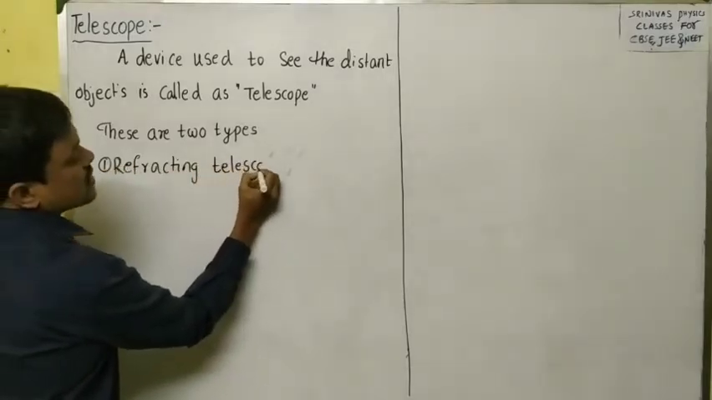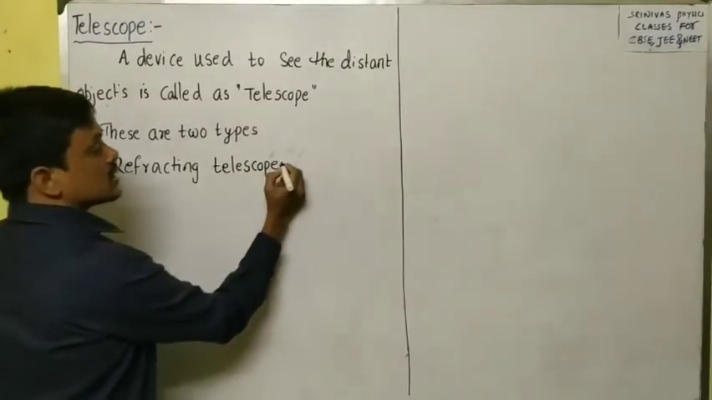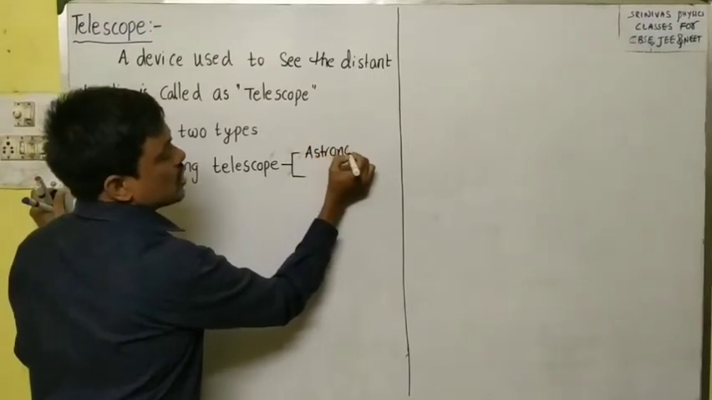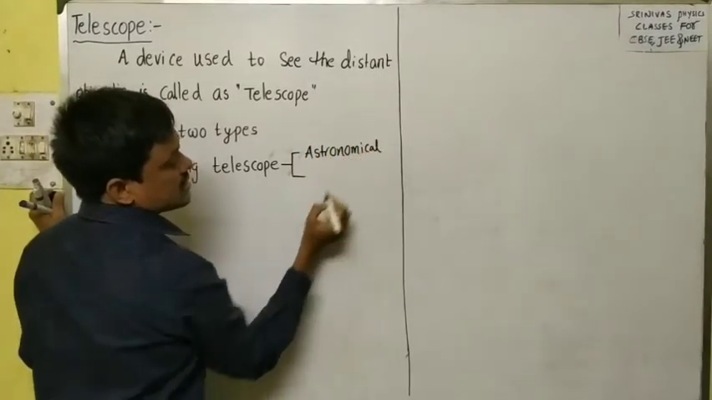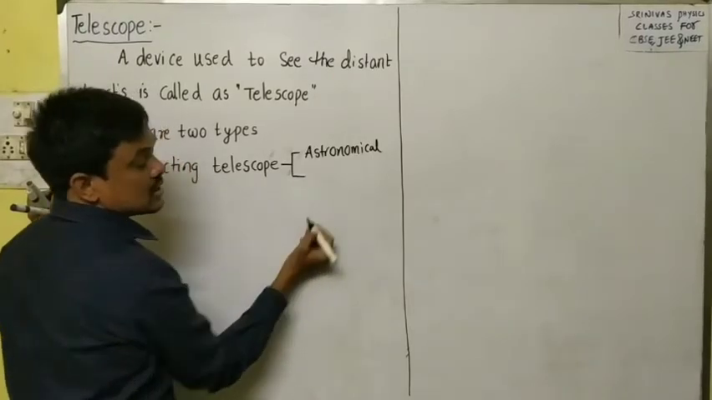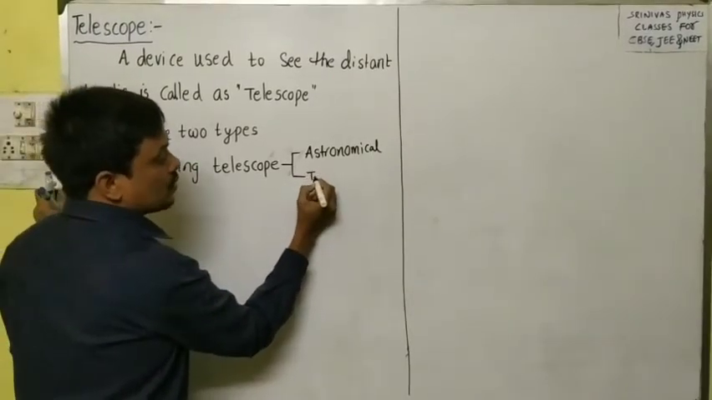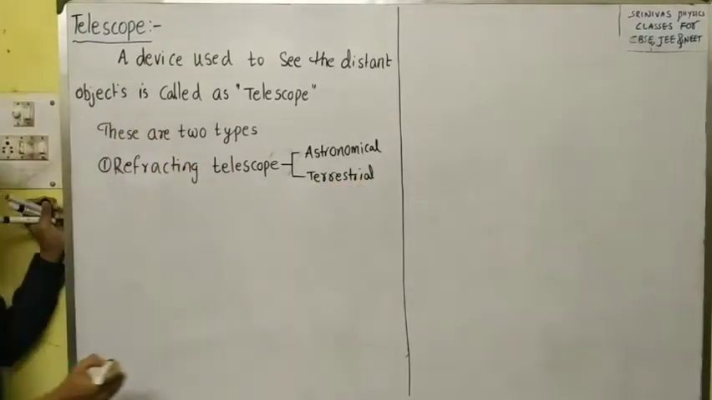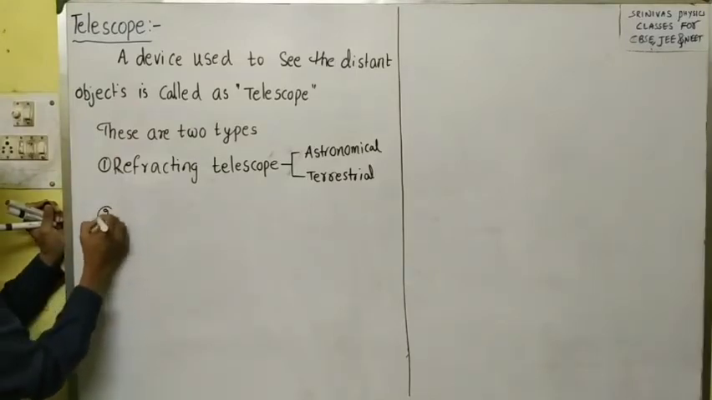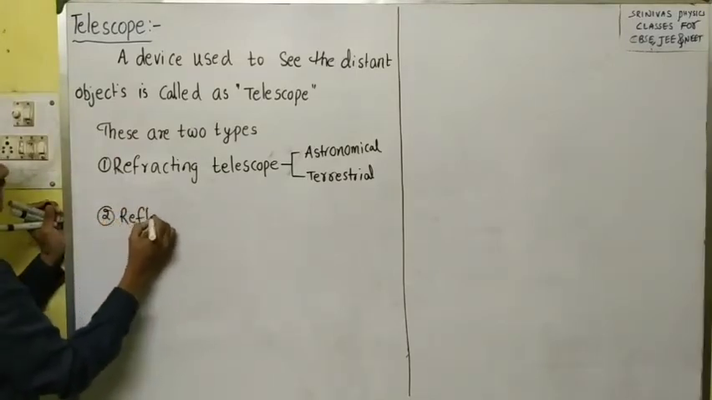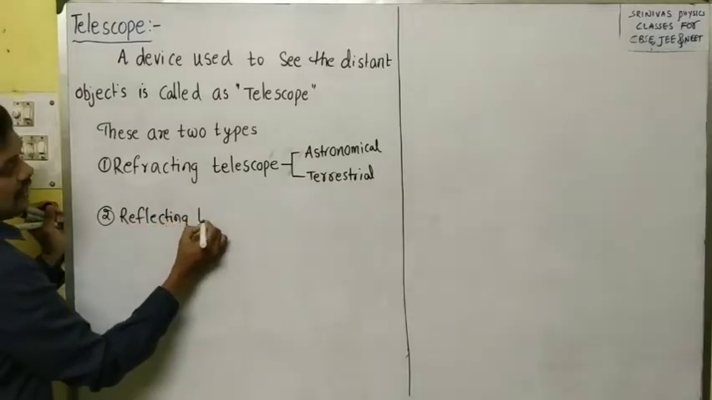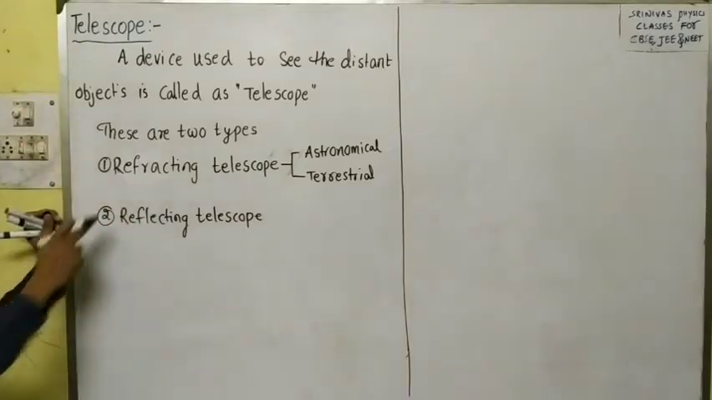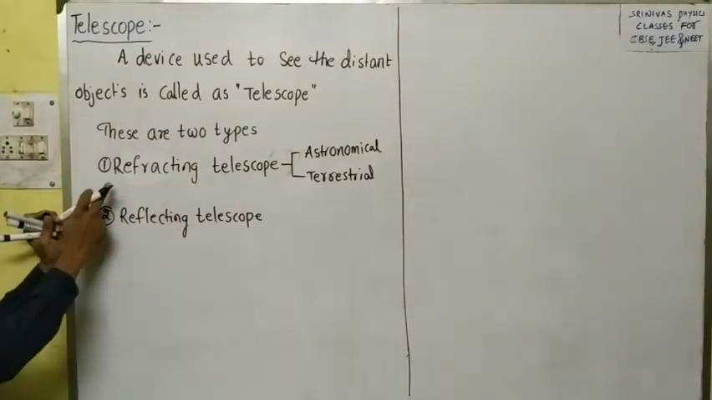These refracting telescopes are again classified into two types: astronomical telescope and terrestrial telescope. The astronomical telescope is used to see the stellar objects, and the other one, the terrestrial telescope, is used to see the objects which are present on the Earth's surface. And the second type of telescope is the reflecting telescope. In the reflecting telescope we use mirrors. In the refracting telescope we use lenses.